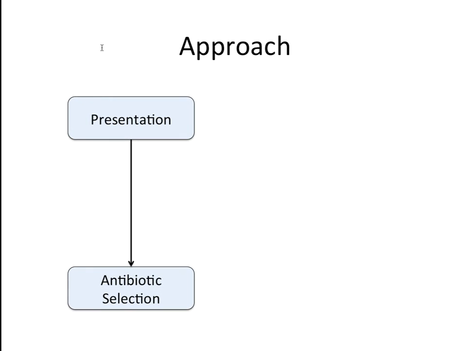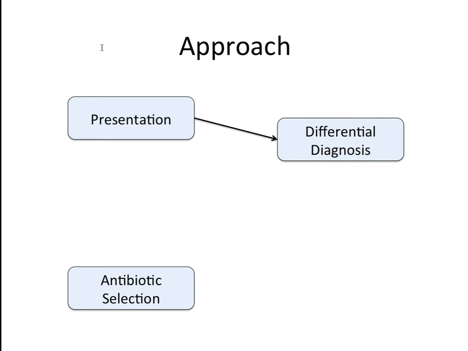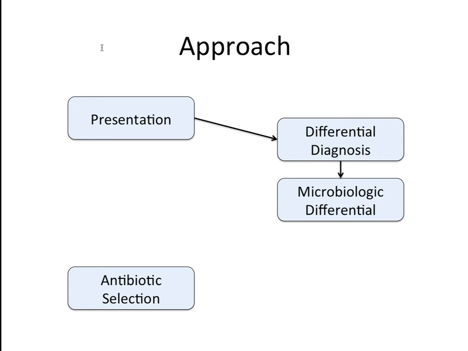So what would I suggest? First, break this automatic connection from presentation to antibiotic selection. Instead, the presentation should lead you to a differential diagnosis and then a clinical diagnosis. Based on your clinical diagnosis, you should be able to generate a list of potential offending bugs. I call this the microbiologic differential.